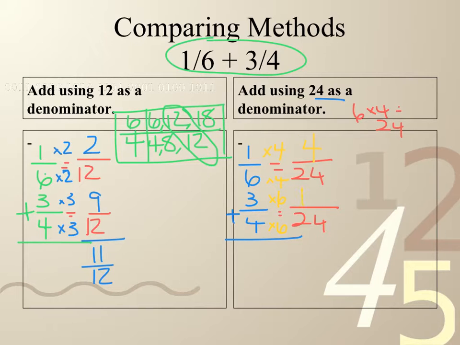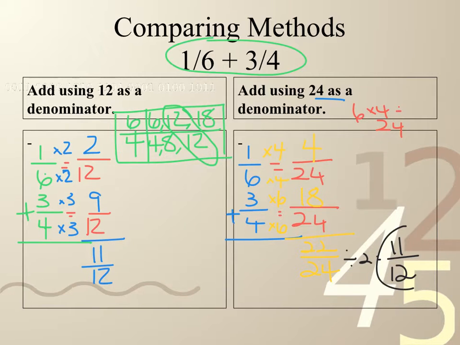3 times 6 is 18. When we add those, we end up with 4 plus 18, which is 22, all over 24. Here lies the problem. 22/24, those are both even numbers, so I know that I can simplify those. And we should always give our answers in simplest form. I know they're both divisible by 2, so I'll start there. 22 divided by 2 is 11. 24 divided by 2 is 12.